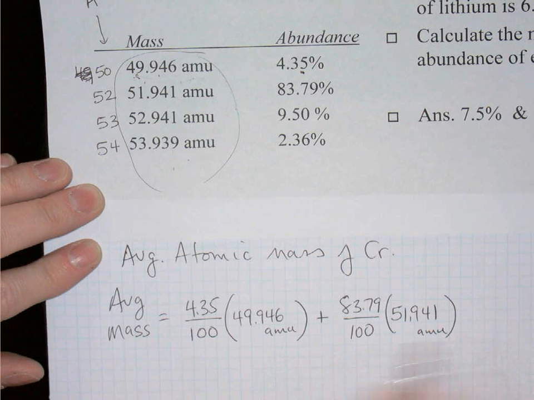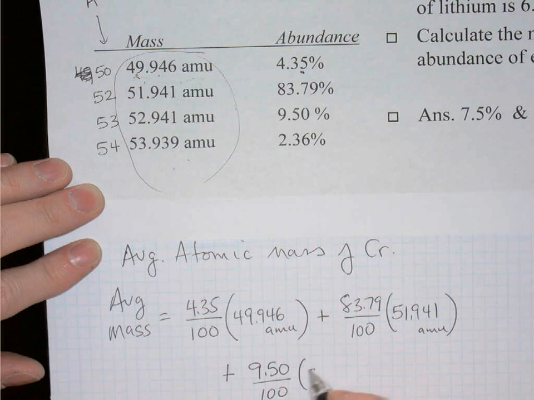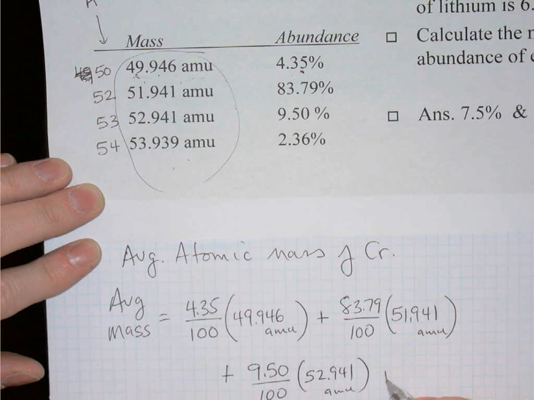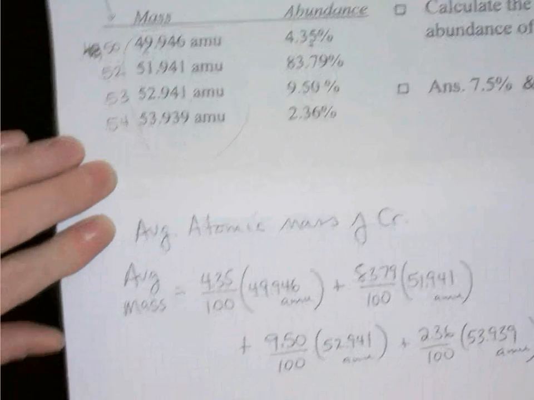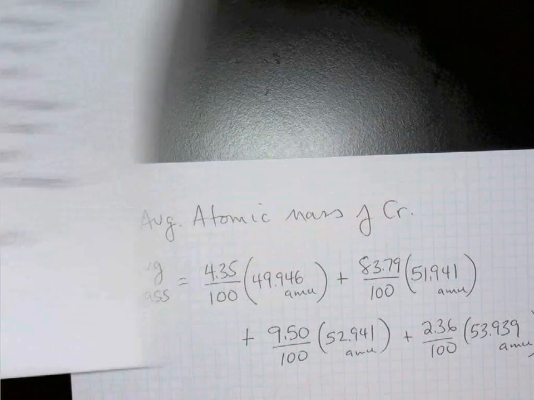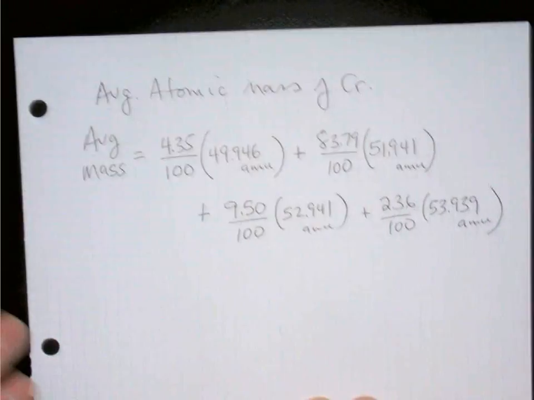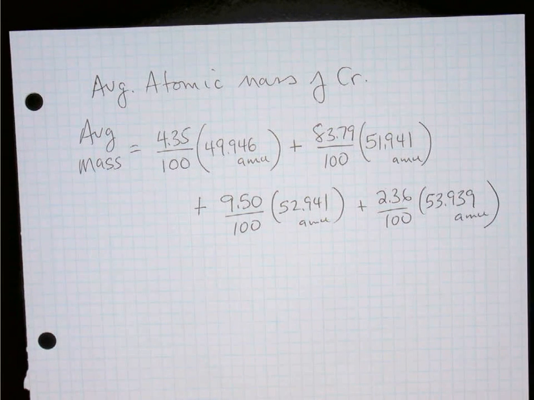And you just complete that process, continue doing that until you've run out of isotopes. So plus 9.50 over 100 times 52.941 AMUs, plus 2.36 over 100 times 53.939 AMUs. Okay, so make sure you understand what we did. We took the percentage of each isotope multiplied by its mass and added them together.